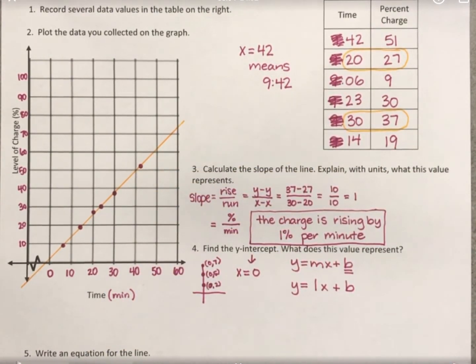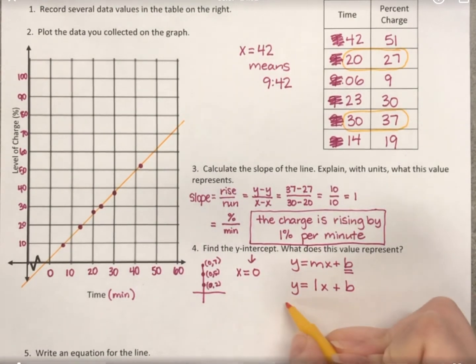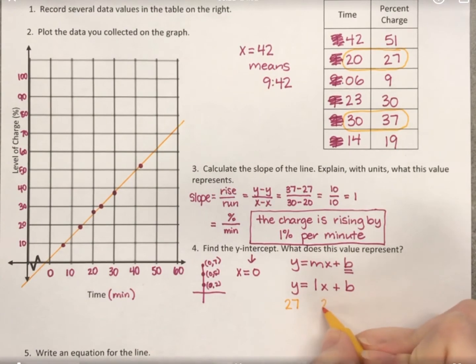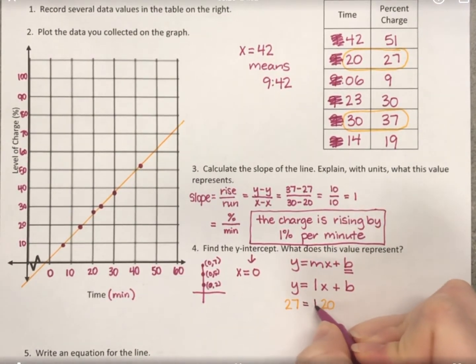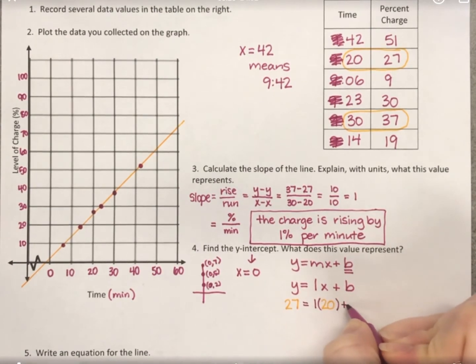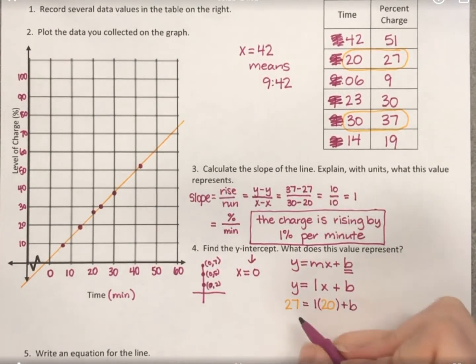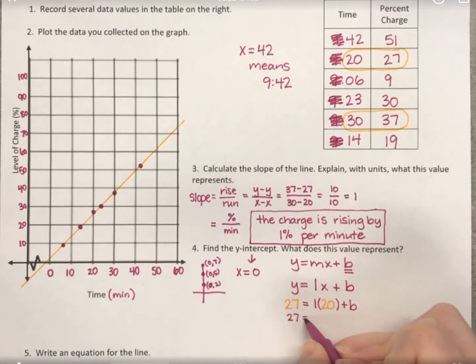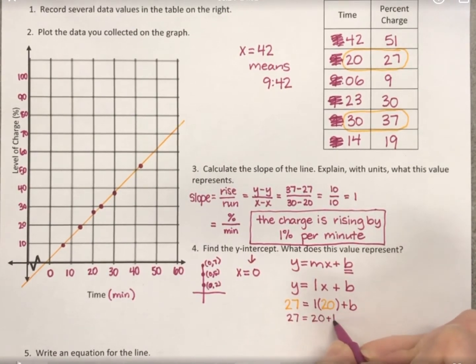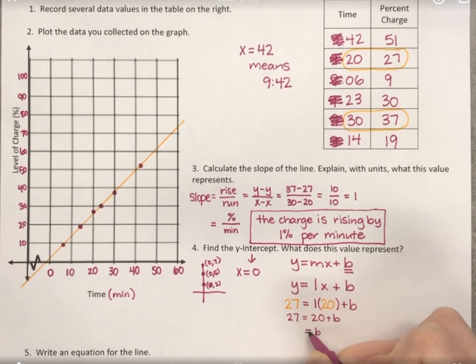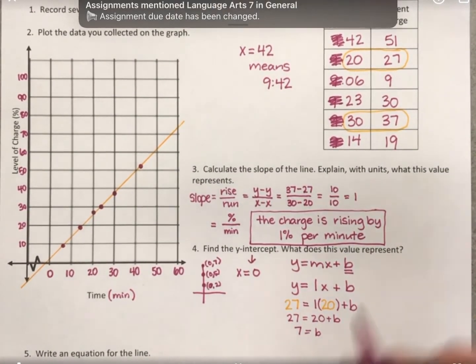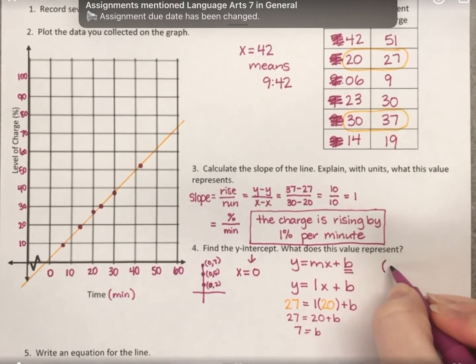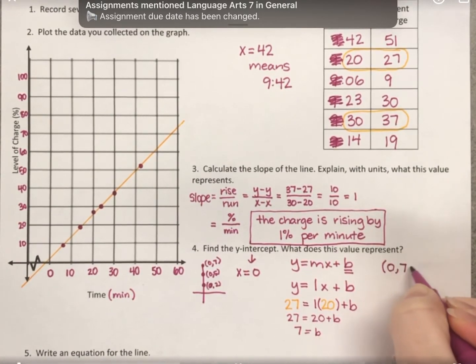Let's go with that 20, 27. So if I put the 27 in for y and the 20 in for x, just temporarily, I get that b equals 7. So we found the y-intercept. It is actually 0, 7.